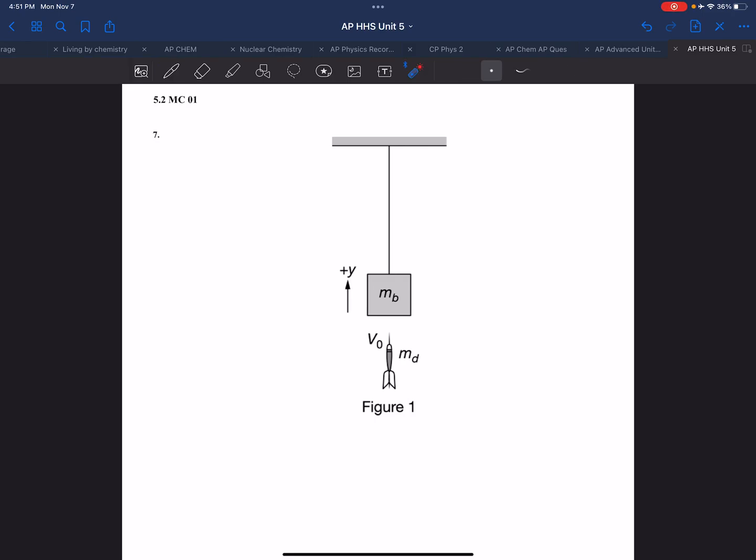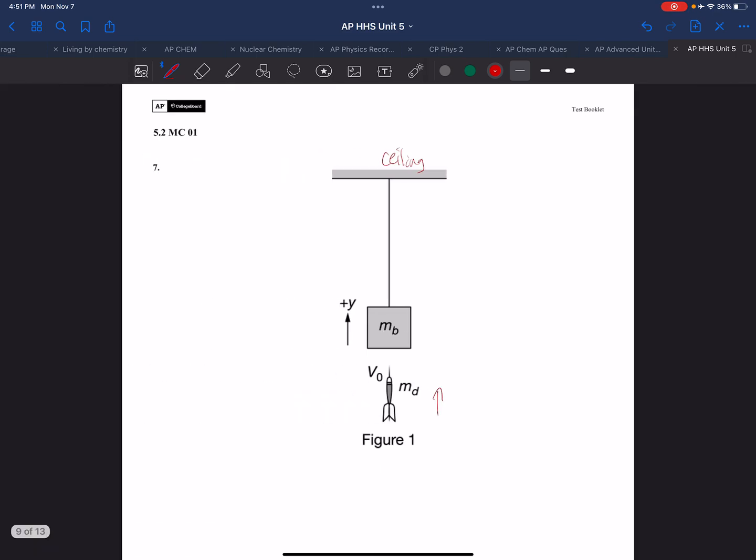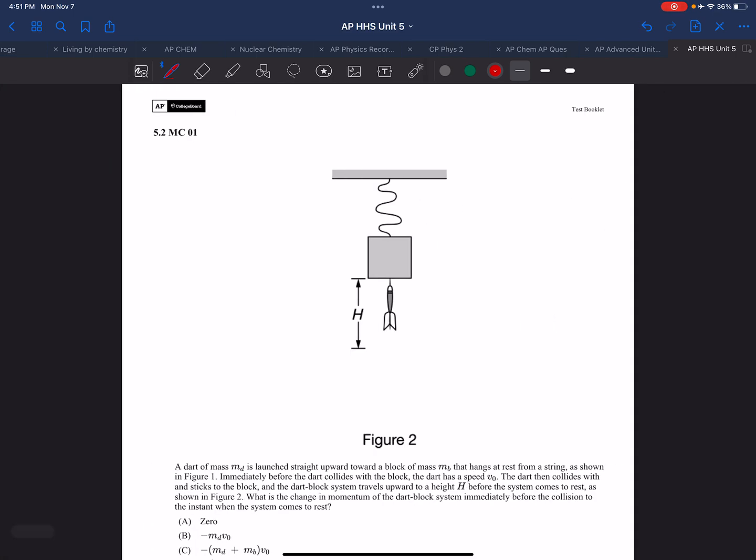This question, it looks like the setup shows there is maybe a ceiling with a string holding a block, and there's this dart that looks like it's being thrown upward and is going to hit the block. That's what it looks like is going to happen. And lo and behold, that's what it shows. And now it looks like the dart has changed height by delta H.